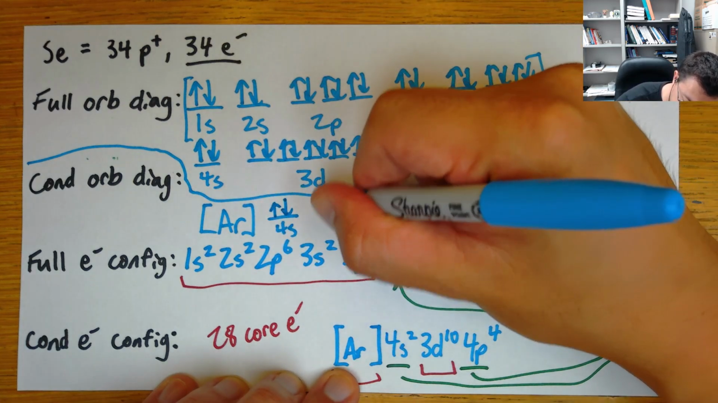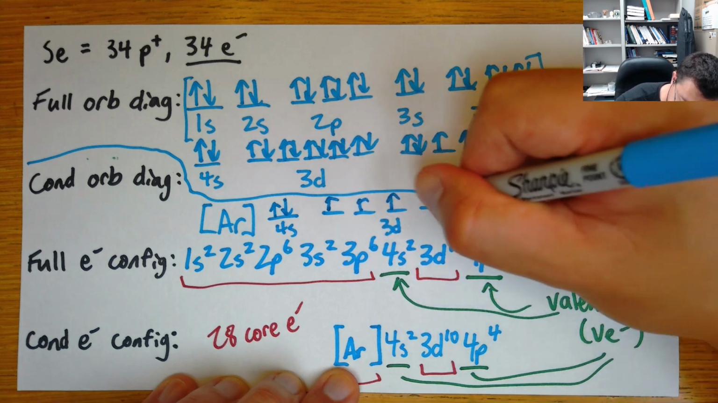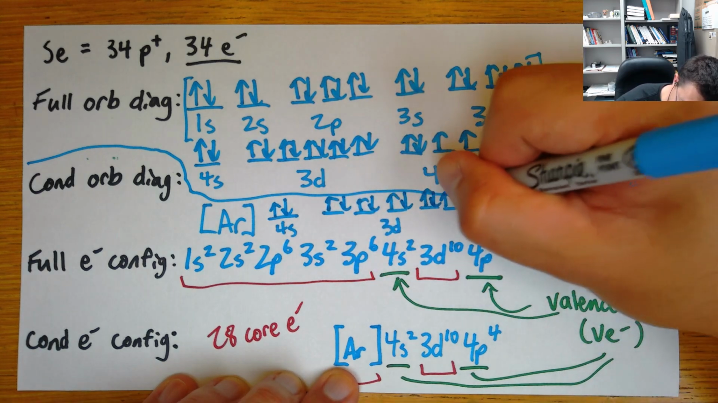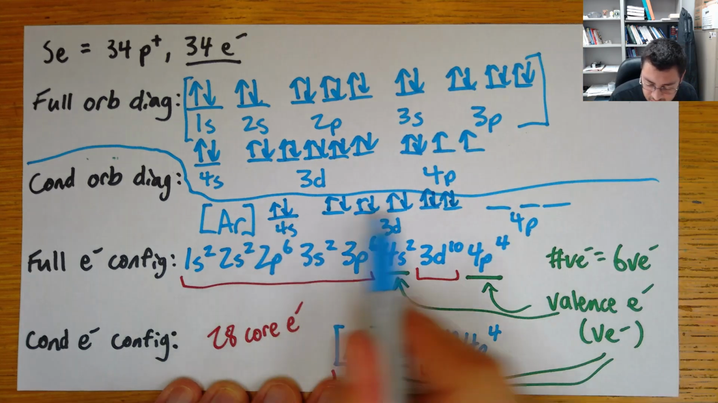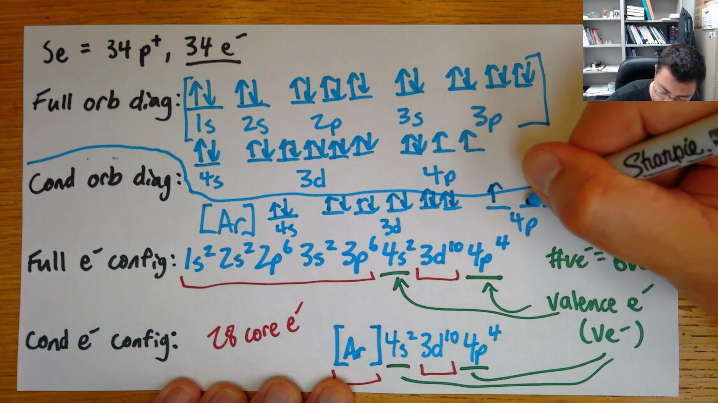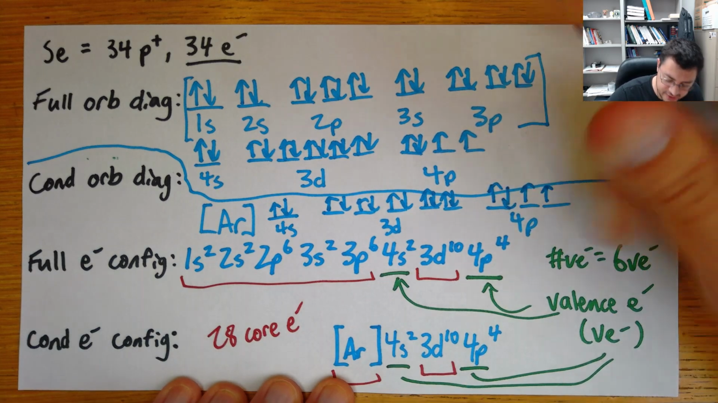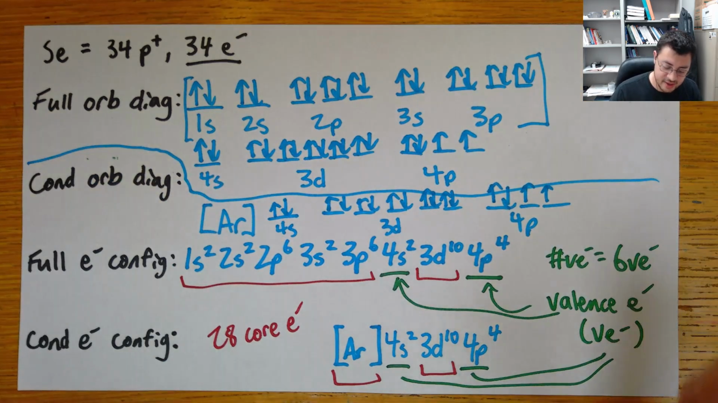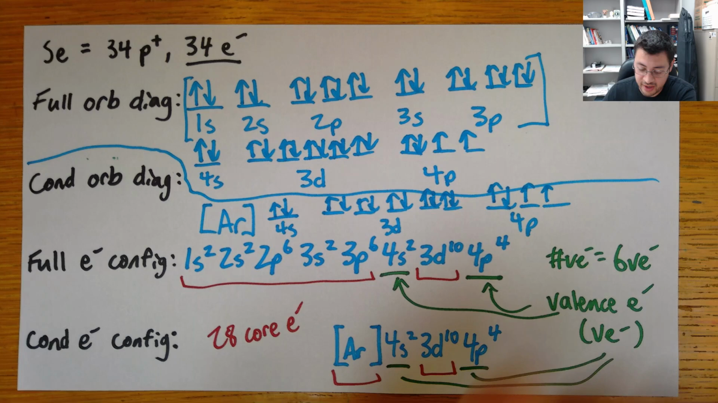1, 2, okay, we're at 12, got these 10 done. We have 4 left. Basically, I just copy and pasted that here, okay? And then there's our condensed configuration.